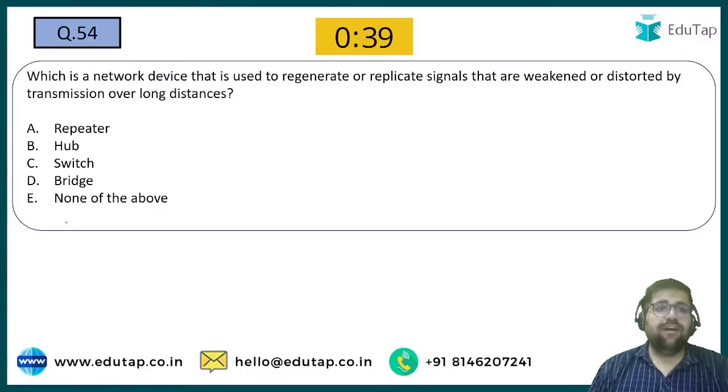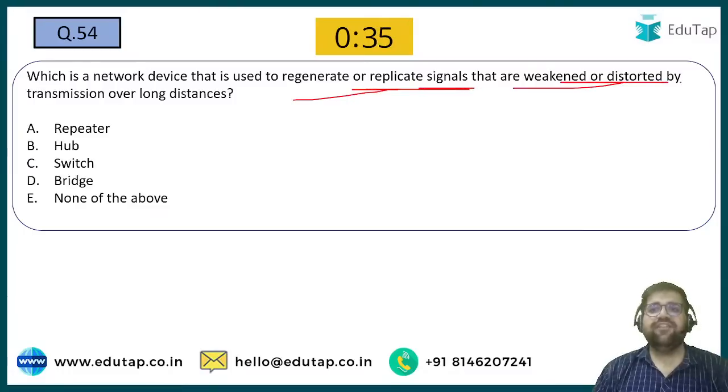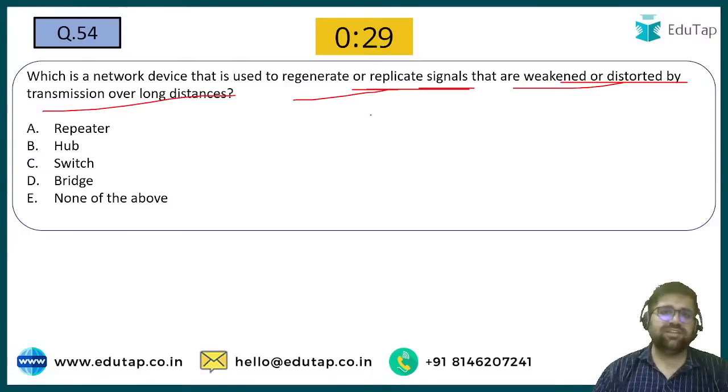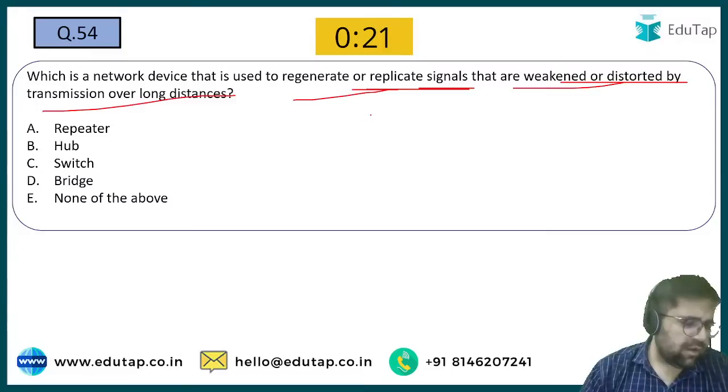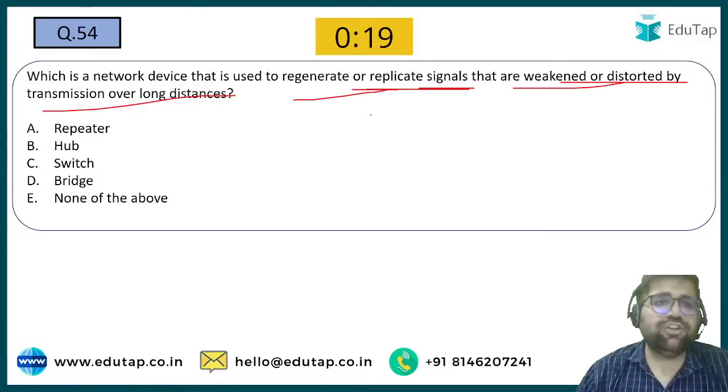Question 54. Which is the network device that is used to generate and replicate signals that are weakened and destroyed by transmission over long distances? Now, if you see network, we have had multiple discussions. This is the question which talks regarding this. Okay. Hello. Now, we are talking regarding question number 54.